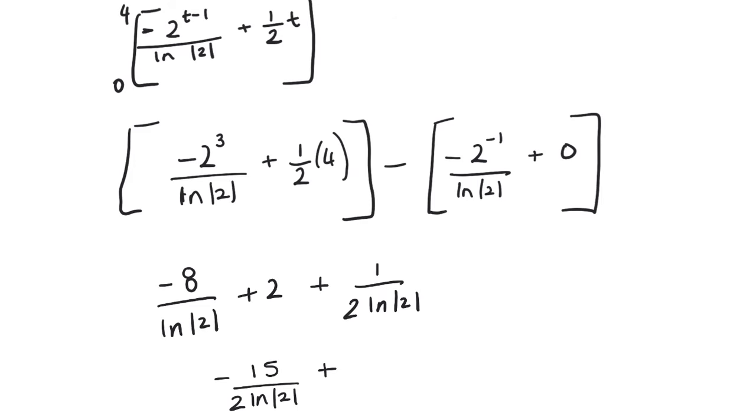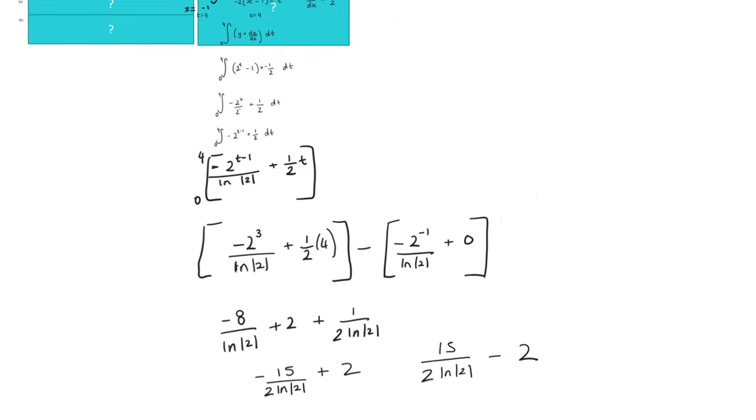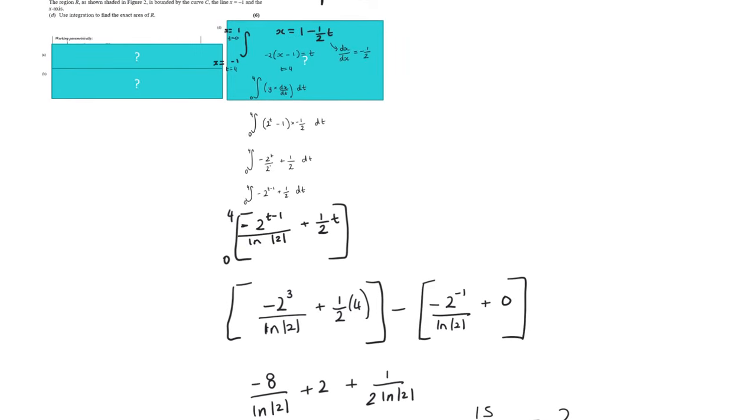Now, the mark scheme has a different answer. The mark scheme has positive 15 over 2 ln 2 minus 2. Can anyone tell me where the mistake is? Now, this mistake was completely intentional, genuinely, and no one picks up on it. Okay? The signs, not quite.